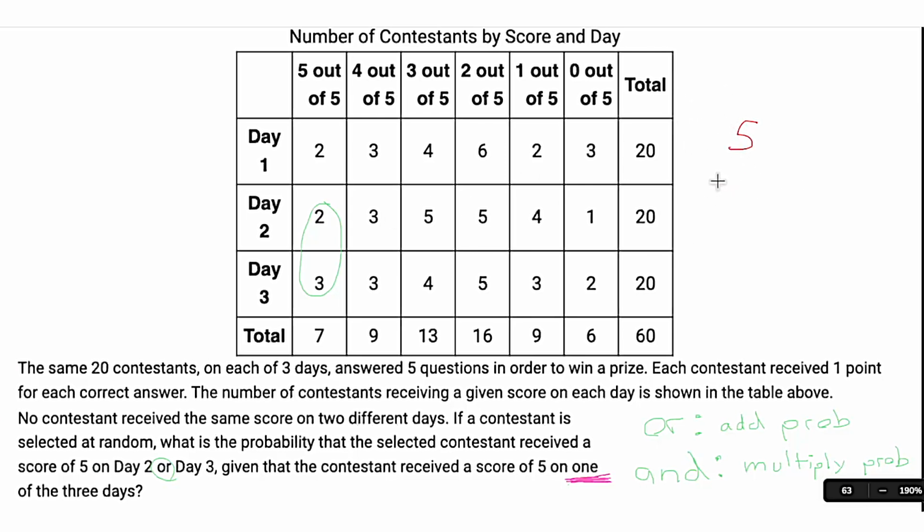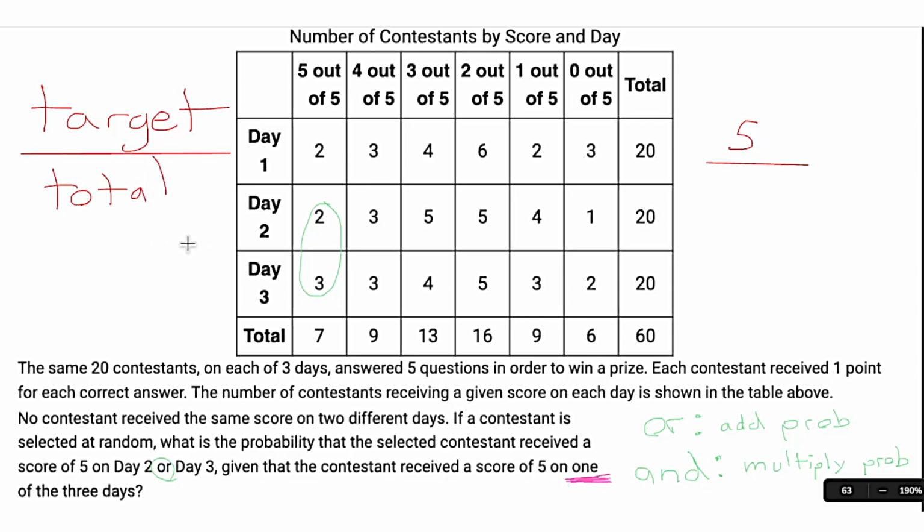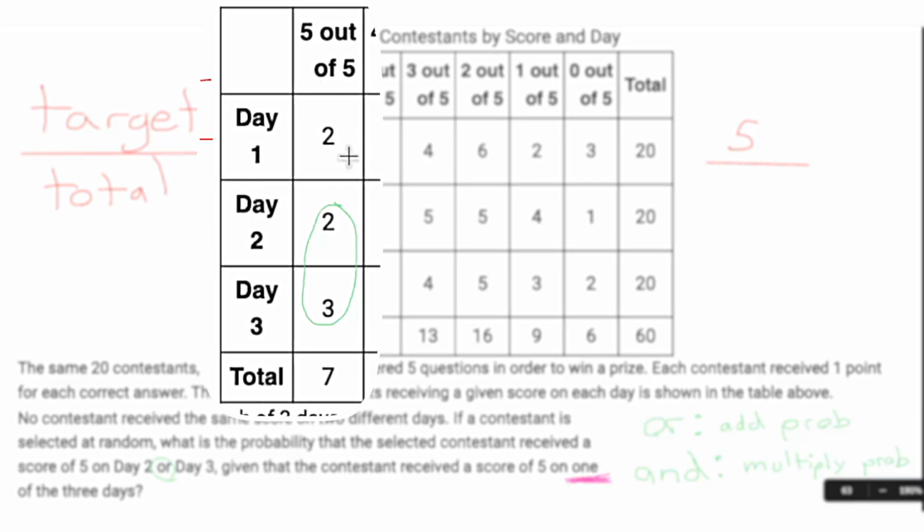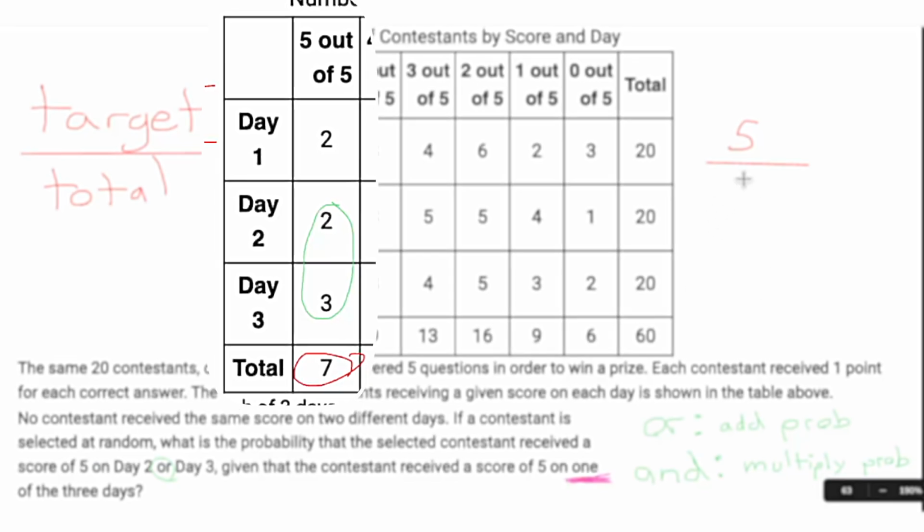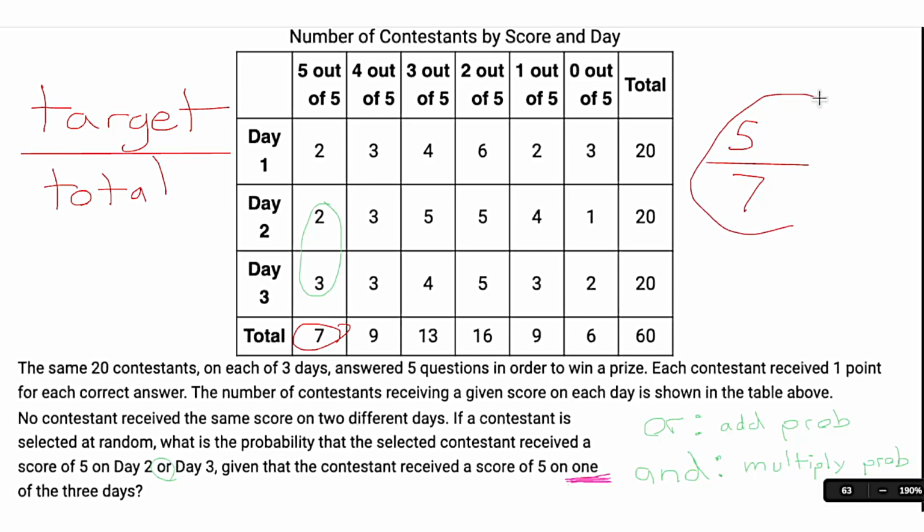And your target should be your numerator. With probability, here's another tip. You're going to have target divided by your total. And your total is going to be the total possible value in whatever category you're looking at. So in this case, because we're only looking at scoring a 5 out of 5, our total should only be the total for that column, 5 out of 5. And it actually gave us the total, 7. So our denominator is 7, and our answer is 5 out of 7.